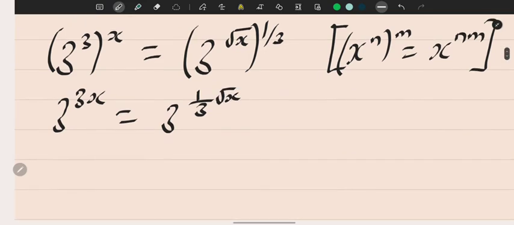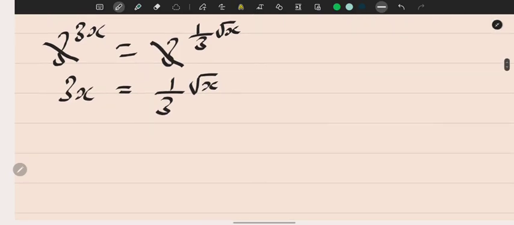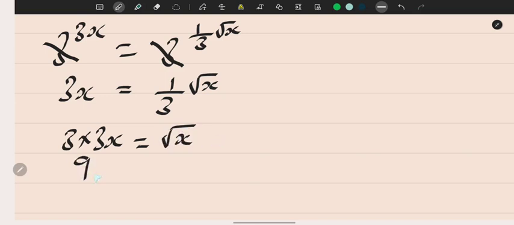Now both sides of the equation have the same base, so that means the powers must be the same. So 3x equals 1 over 3 root x. The next thing to do is to multiply both sides by 3 so that you can eliminate the fraction. By that, you're going to have 3 times 3x equals root x, and this will give us 9x equals root x.